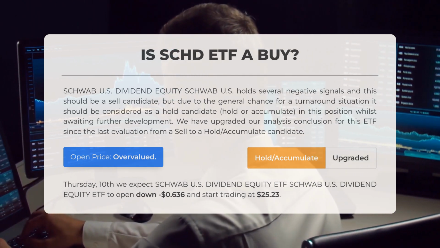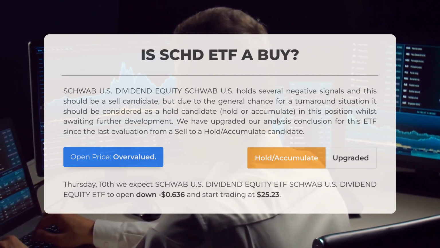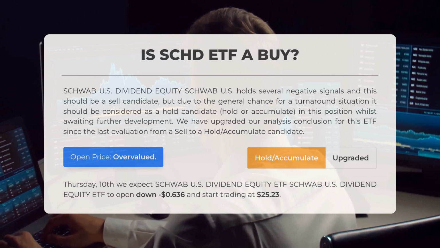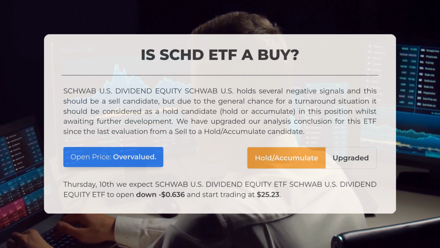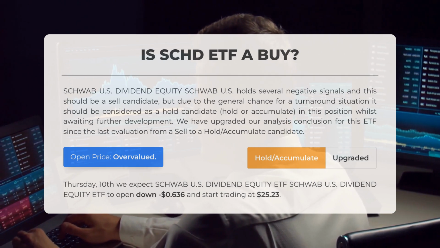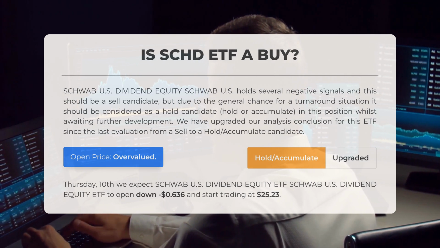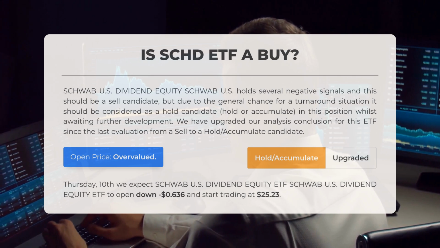After reviewing the volatility and market movements from the last trading day, our systems indicate that the current price appears to be overvalued. For trading on Thursday, the 10th of April, we anticipate that the SCHWAB U.S. Dividend Equity ETF will open lower by approximately 0.0636, starting at $25.23.